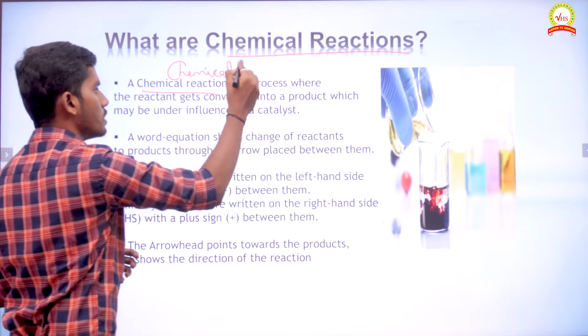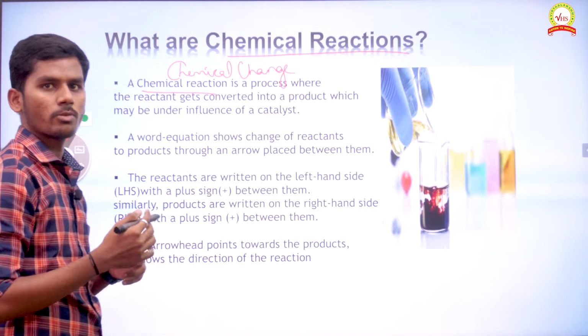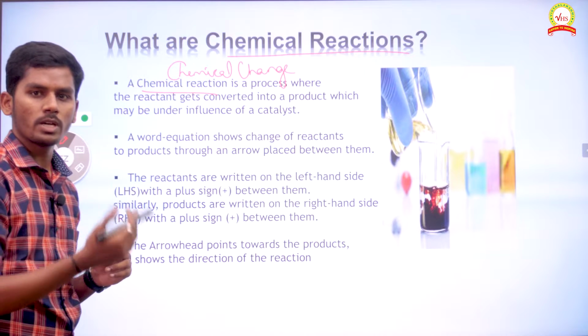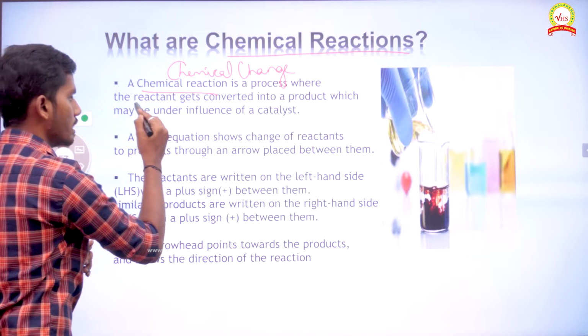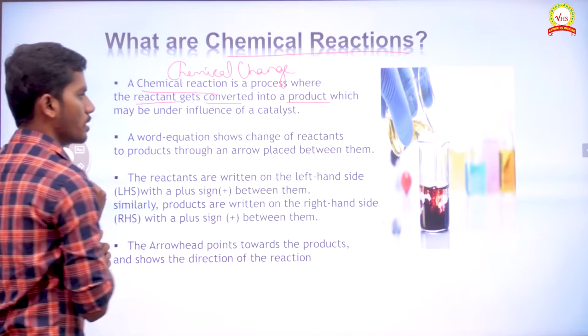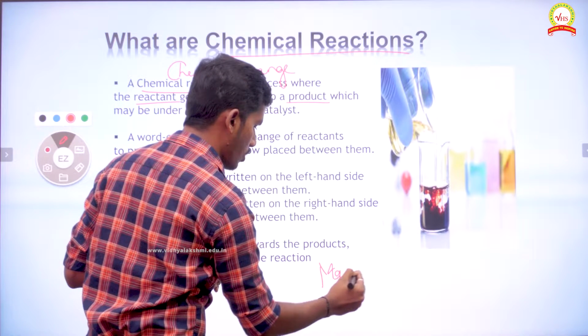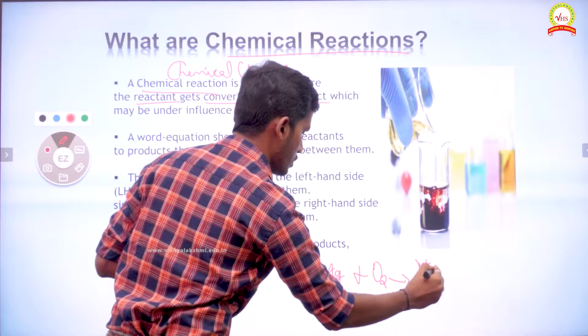There are two kinds of changes that we can observe in our surroundings. One is physical change and the other one is chemical change. So chemical changes can also be called as chemical reactions. So a chemical reaction is a process where a reactant gets converted into a product. Okay. Say for example, when magnesium reacts with oxygen, we can say it forms magnesium oxide.